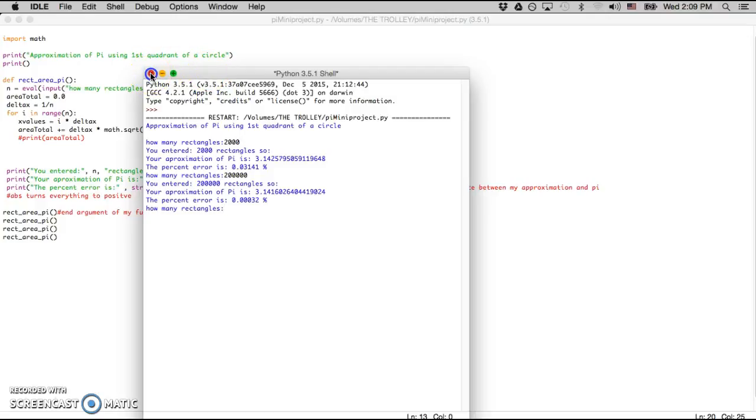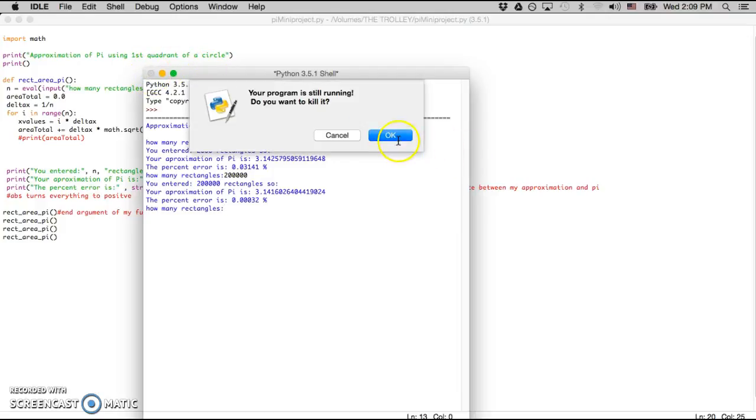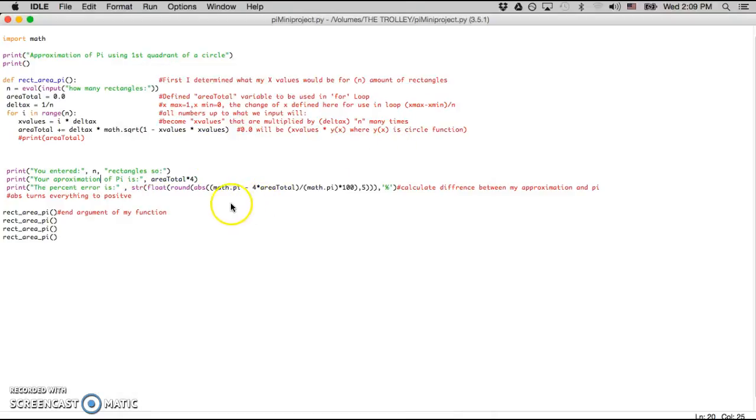So that's my program. If I could do anything differently, I think I would have made a function for this part, for my y of x, instead of just putting it inside of this loop.